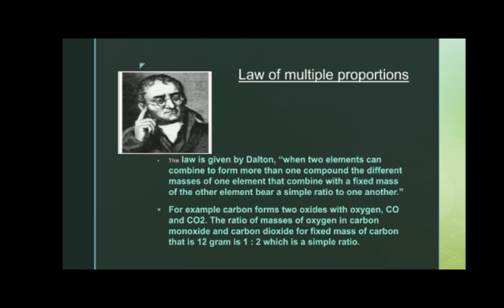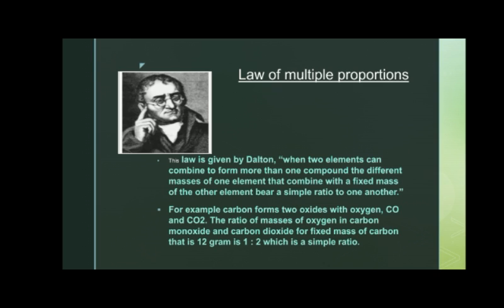Next law is the law of multiple proportions. This law is given by Dalton. It states that when two elements can combine to form more than one compound, the different masses of one element that combine with a fixed mass of the other element bear a simple ratio to one another.